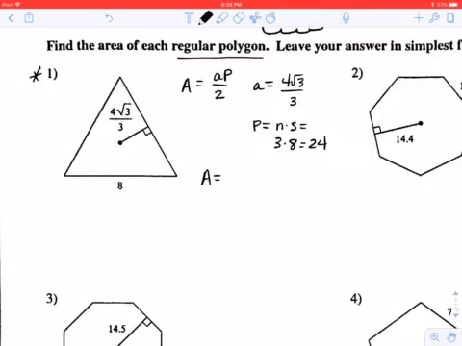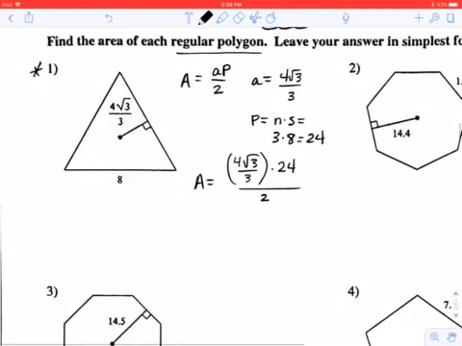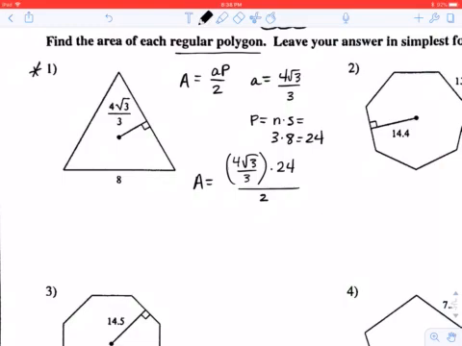So the area of this triangle is apothem, which is 4 square root of 3 over 3, times the perimeter, which is 24, all divided by 2. Ooh, that looks gross. It's really not too bad. Okay? So here's what I would suggest. Ignore the denominator right now, and let's just focus on the numerator and simplify that.